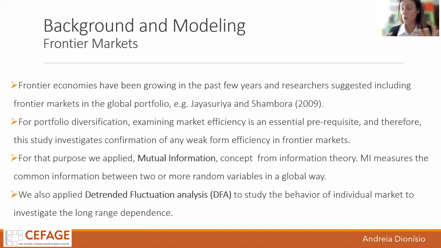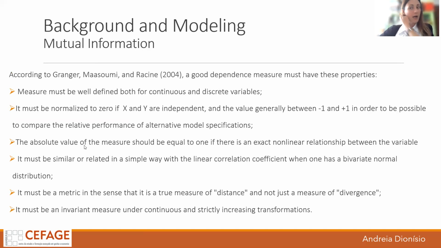So for that purpose, we applied linear models, of course, but we also apply mutual information from information theory to measure the common information between lags, and DFA to study the behavior of each individual market in terms of long-range dependence. Regarding mutual information, it comes from entropy, and it measures the common information between two variables. And these two variables may be different lags of the same variable.